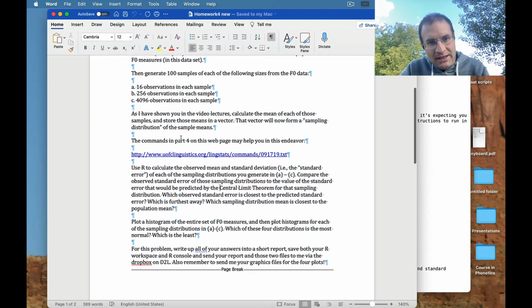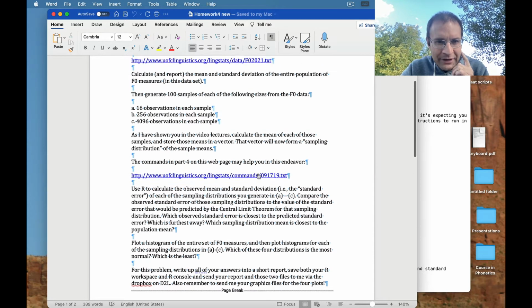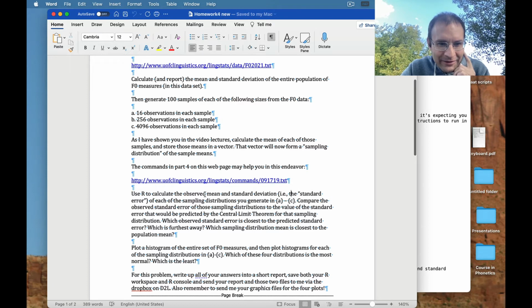Once you've got those means in separate vectors for each of these 3 sampling distributions, I want you to use R to calculate the observed mean and standard deviation of each of these sampling distributions. So you wind up with the mean of means and then a standard deviation of those means. And since we're taking the standard deviation of samples from a larger population, we can call that the standard error. And that means that the central limit theorem is going to apply as well.